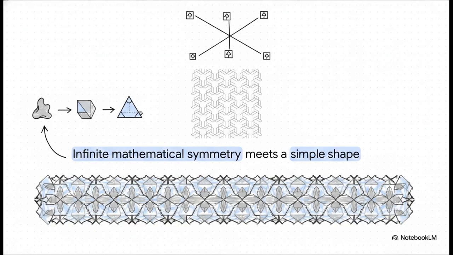What actually happens when infinite mathematical symmetry crashes into a relatively simple geometric shape? Well, you get an intricately repeating, infinitely stretching pattern. And this right here is the central mystery of our explainer today. How do we get from a single, simple shape, maybe even an ugly, totally asymmetrical one, to a gorgeous, infinitely repeating pattern that you might find in architecture or even out in nature?